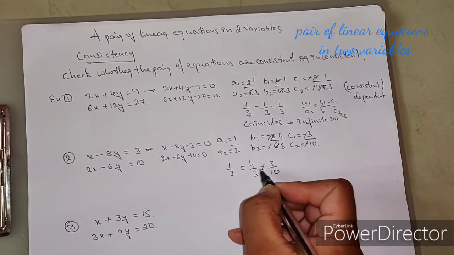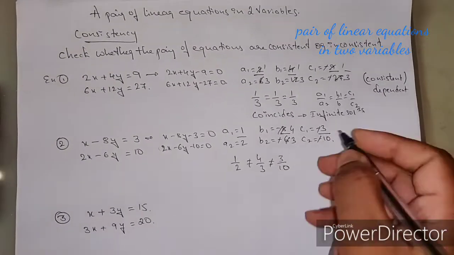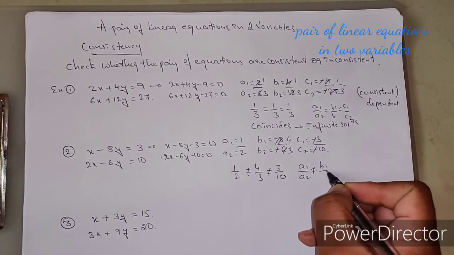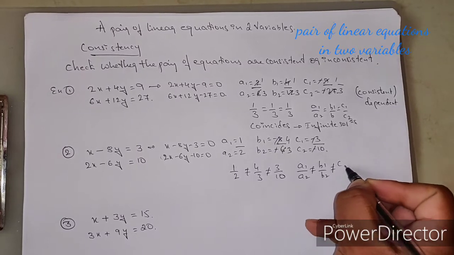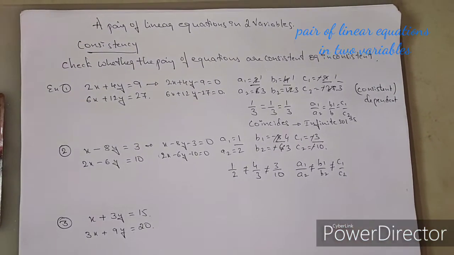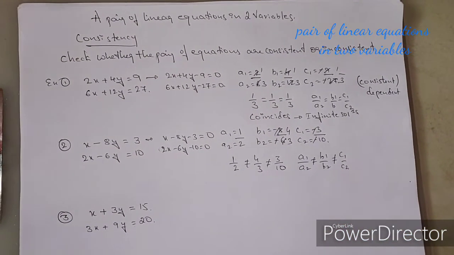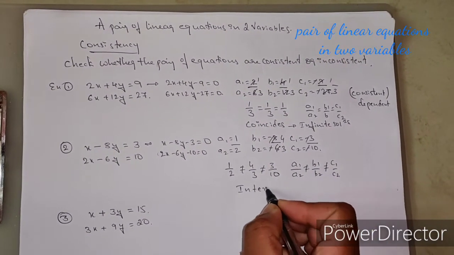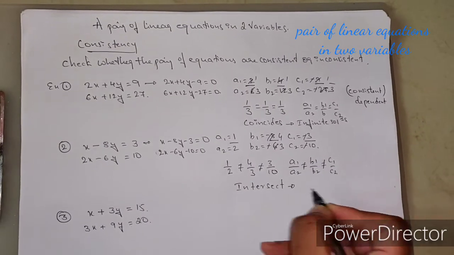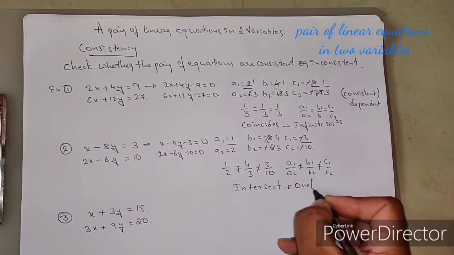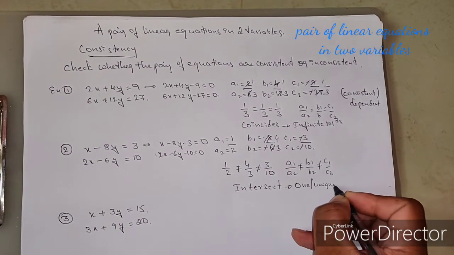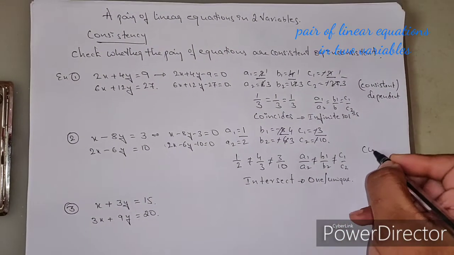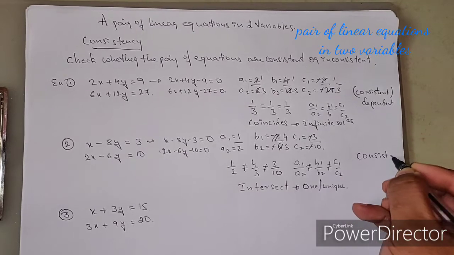As you can see, none of these ratios are equal to each other. So you can tell a1 by a2 is not equal to b1 by b2, which is not equal to c1 by c2. If all the three ratios are not equal to each other, then the lines intersect. If they intersect, how many solutions? One or unique solution. So we are getting a solution here, therefore the solutions are consistent.